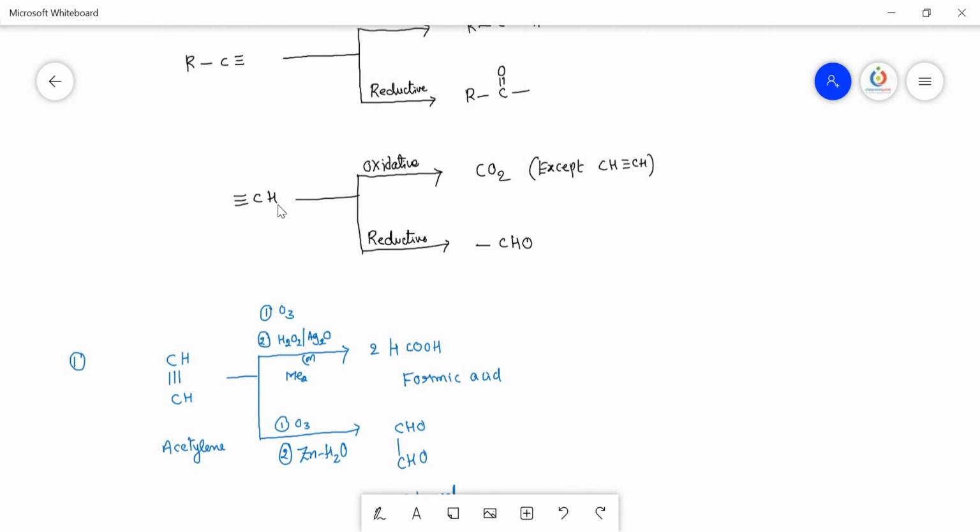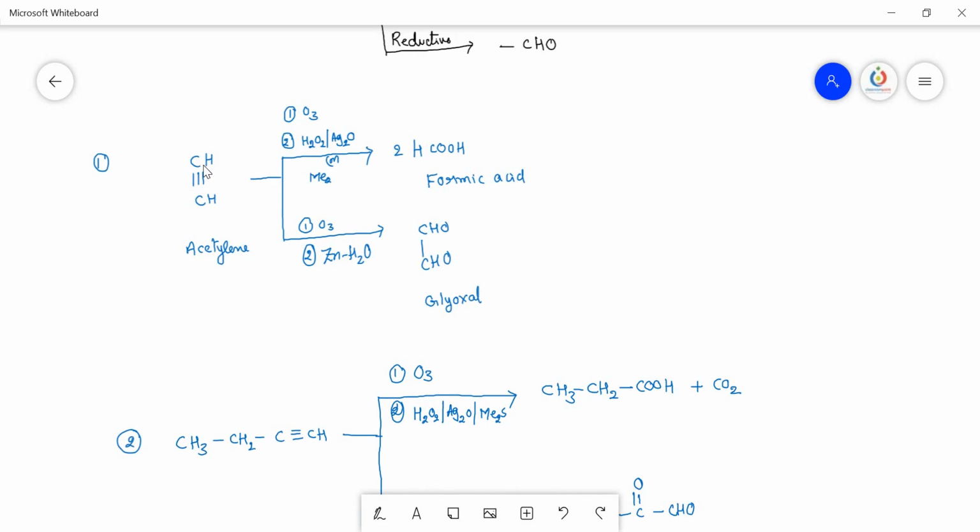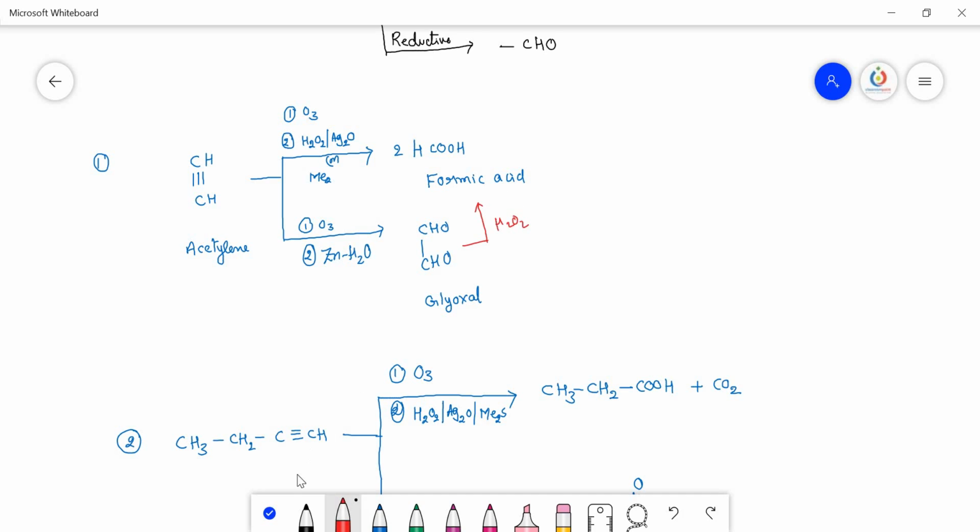And if any triple bond CH, means a terminal alkyne group, is there, oxidative ozonolysis gives carbon dioxide, except in the case of acetylene that we shall see here, and reductive ozonolysis will convert the CH part to the CHO. Let us see the case of acetylene, where both terminal CH groups are present. If you use oxidative ozonolysis, this initially will be converted to glyoxal, the CHO like in reductive ozonolysis, but the presence of hydrogen peroxide converts this particular glyoxal to formic acid later.